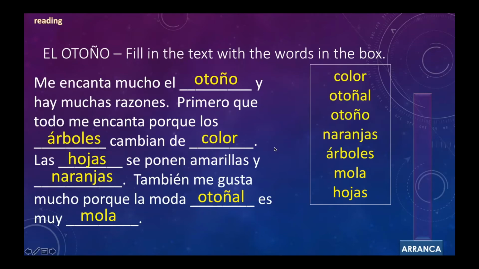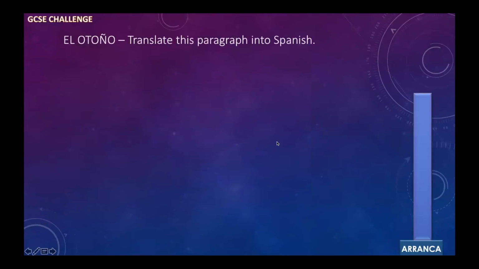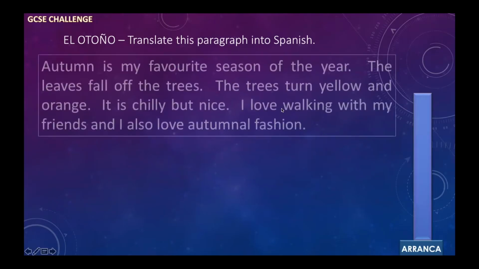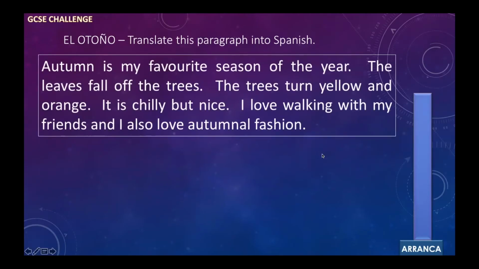How did that go? Tick off all the right ones that you did, and of course, take notes of those ones that you didn't get right. Let's move on. Now we have our GCSE challenge. We need to translate the following paragraph into Spanish. Off you go.